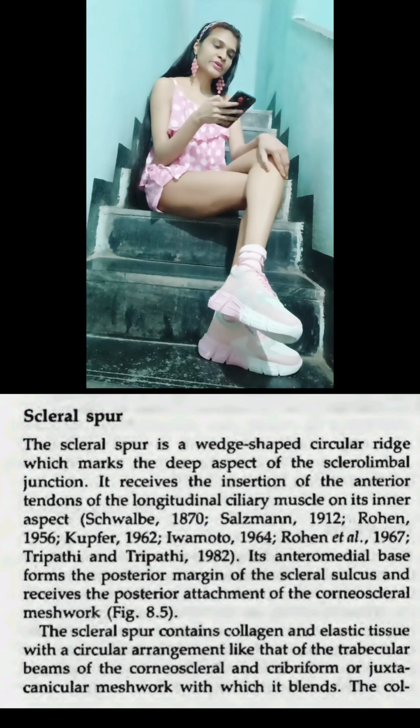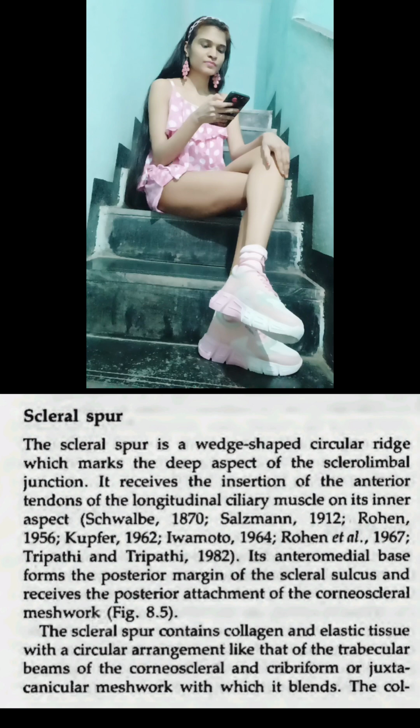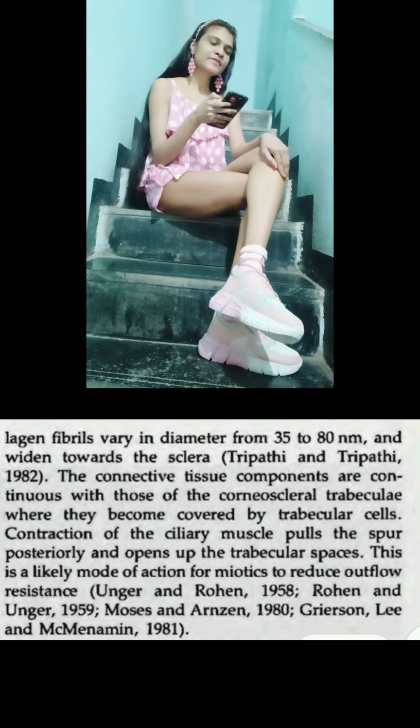The scleral spur contains collagen and elastic tissue with a circular arrangement like that of the trabecular beams of the corneoscleral and cribriform or juxtacanalicular meshwork with which it blends. The collagen fibrils vary in diameter from 35 to 80 nanometer and widen towards the sclera. The connective tissue components are continuous with those of corneoscleral trabeculae, where they become covered by trabecular cells.